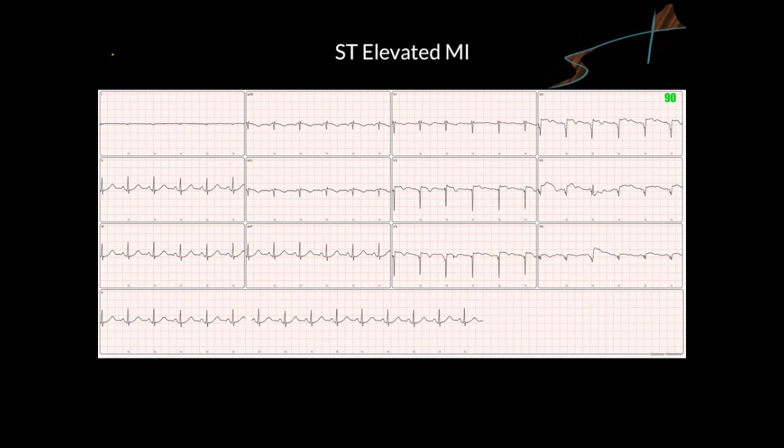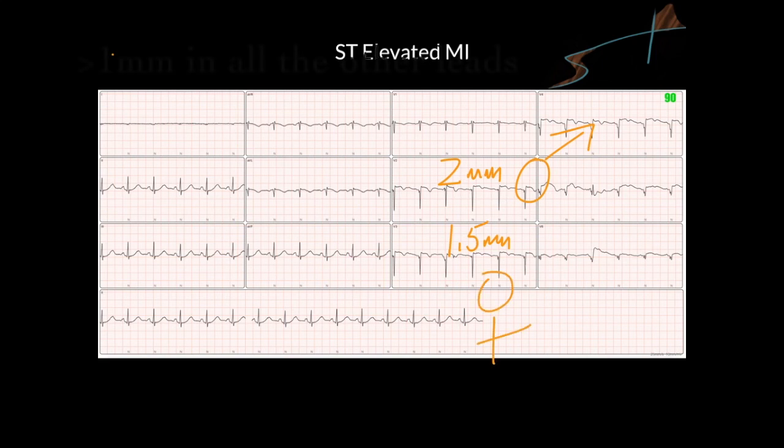For the ST segment to be qualified as elevated, the ST segment has to be over 2 millimeters in leads V2 and V3 for males over 40 years old, and 1 millimeter in all other leads. For women, the ST segment has to be elevated more than 1.5 millimeters in V2 and V3 and more than 1 millimeter in all the other leads.